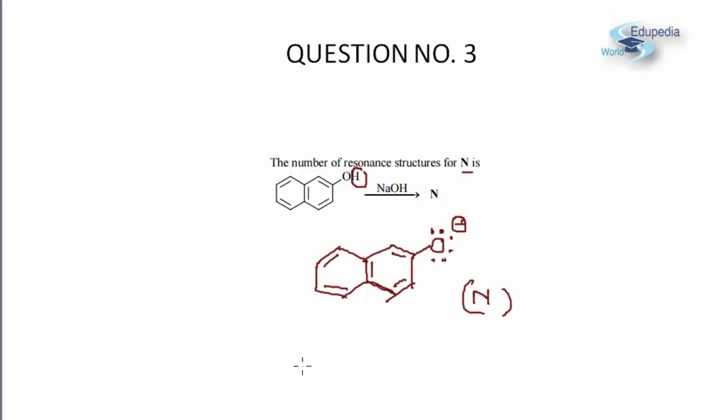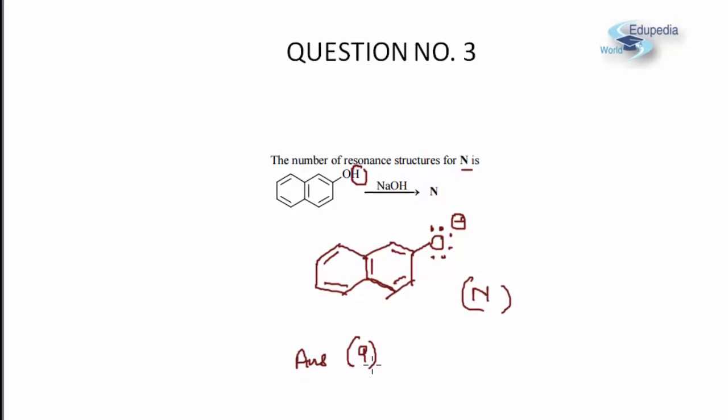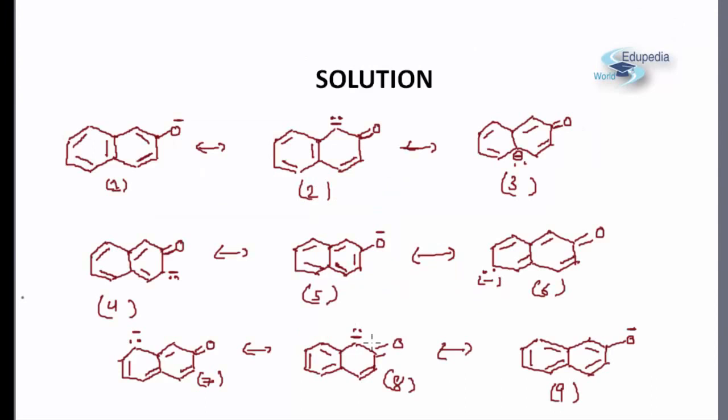Now the correct answer to this question is 9. There are a total of 9 resonating structures which can be drawn. How? We have drawn all the structures for you. Let us have a look at them one by one. So see, this was your first structure to start off with. This was your so-called N, and now you have to find the number of resonating structures. So obviously we'll start from here.